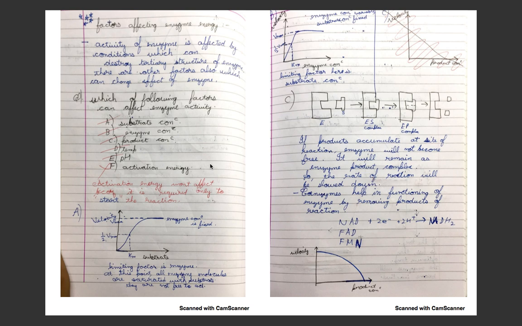Now, factors affecting enzyme activity. The activity of an enzyme is affected by conditions which can destroy the tertiary structure of the enzyme. They are factors which can change the effect of the enzyme. Which of the following factors can affect the enzyme? Substrate concentration, yes. Enzyme concentration, yes. Product concentration, yes. Temperature, yes. pH, yes. Activation energy does not, because it is required only to start the reaction.